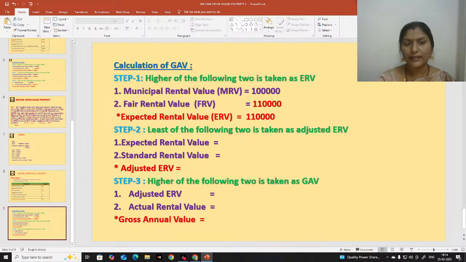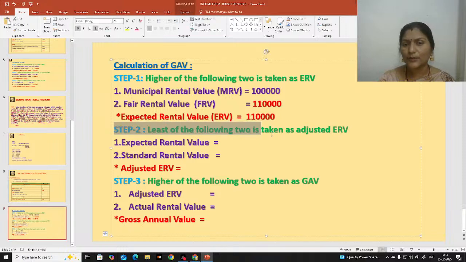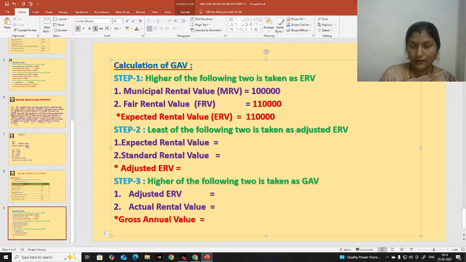Okay, let us go to the second step. Second step we will do only if standard rental value is available. We have standard rental value, so let us go and do the second step. What is the second step here? Least of the following two is taken as adjusted ERV. So what are the least of the following two here? How many are there? First one is expected rental value.